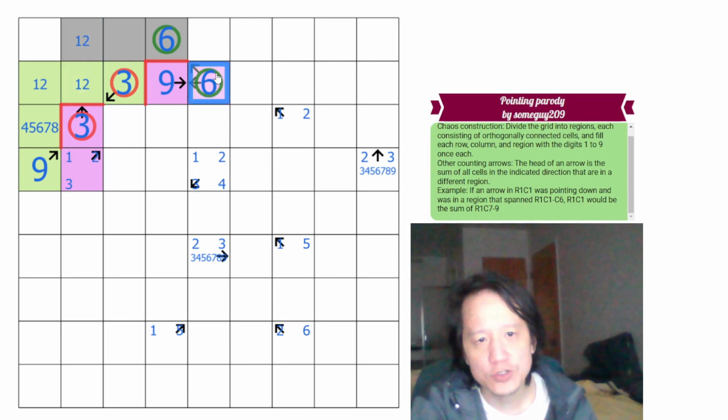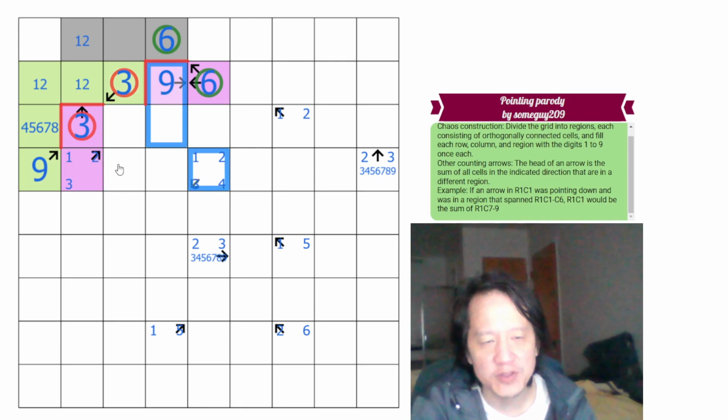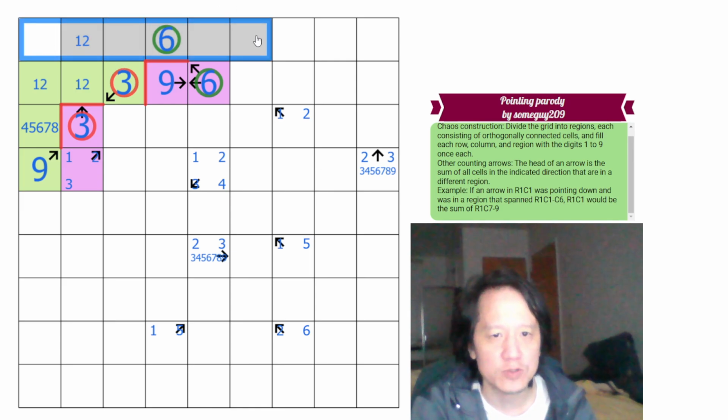So this is 1 or 2. These are different. Okay, this could be green. But this is part of pink. So this we know is gray because it has to extend. It needs 9 cells. So where can it go? It has to go here.